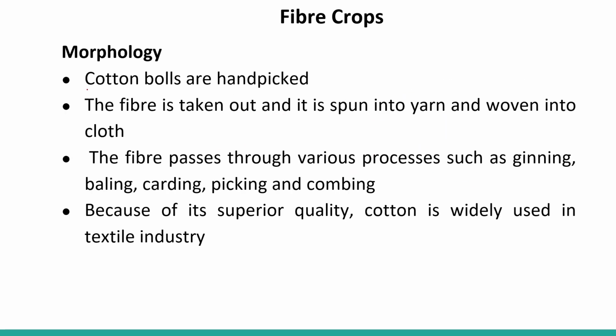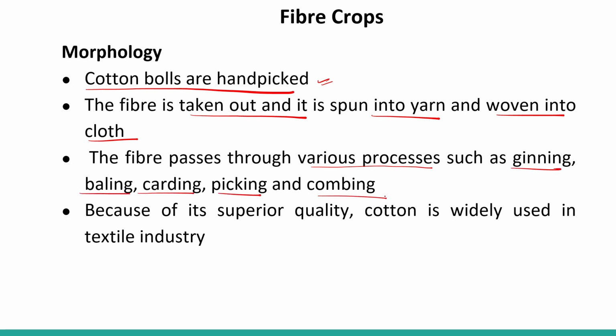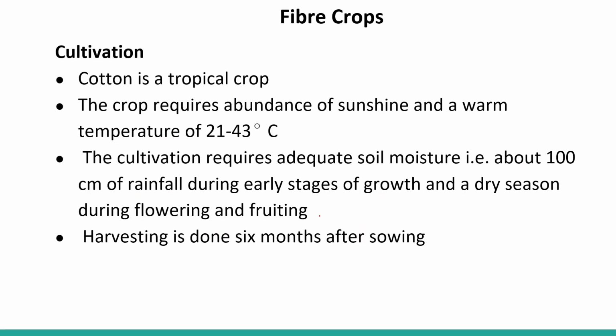Cotton bolls are hand-picked. When the cotton bolls become mature, they are hand-picked. The fibers are taken out, spun into yarn and woven into cloth. The fiber passes through various processes such as ginning, baling, carding, picking, and combing. Because of its superior quality, cotton is widely used in the textile industry.